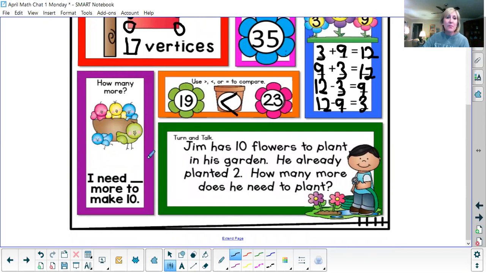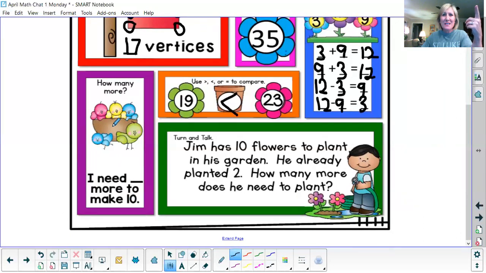Hang in there. This is the purple box, and there are some birds here in a nest, and the question says, how many more? I need blank more to make 10. So I've already got some birds, but I don't have 10. I've got a part of 10. Let's see how many I've got, what part of 10 I have. I've got 1, 2, 3, 4, 5. So I'm almost to 10, but I need more. And the question is, how many more?